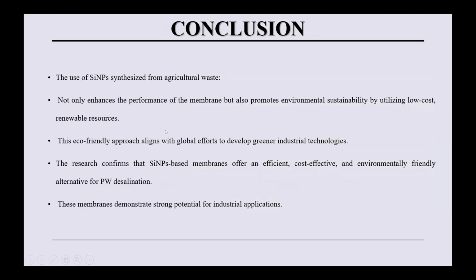To conclude, the use of silicon nanoparticles from agricultural waste can not only enhance the performance of the membrane, but also promotes environmental sustainability by utilizing renewable resources. As we said, we talk about environmental pollution. We say that produced water is a pollutant. This current cup is also a pollutant if we don't treat it. So we used it in this study to make a green resource for the nanoparticles.